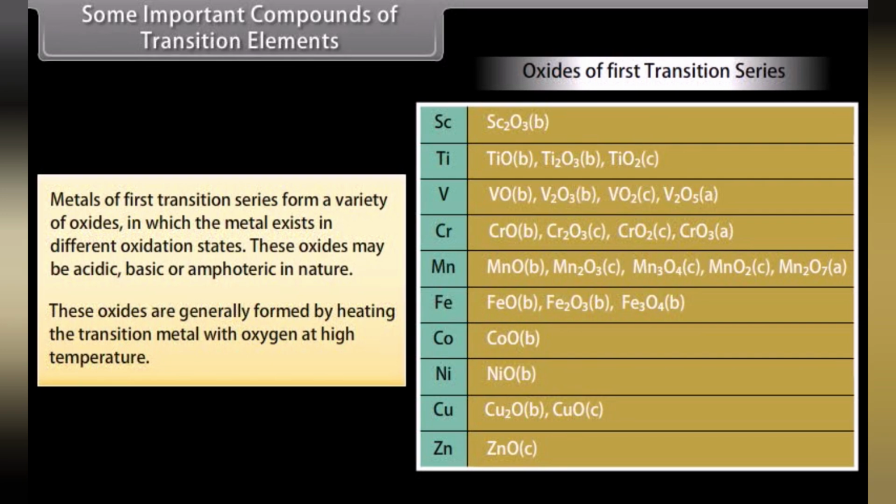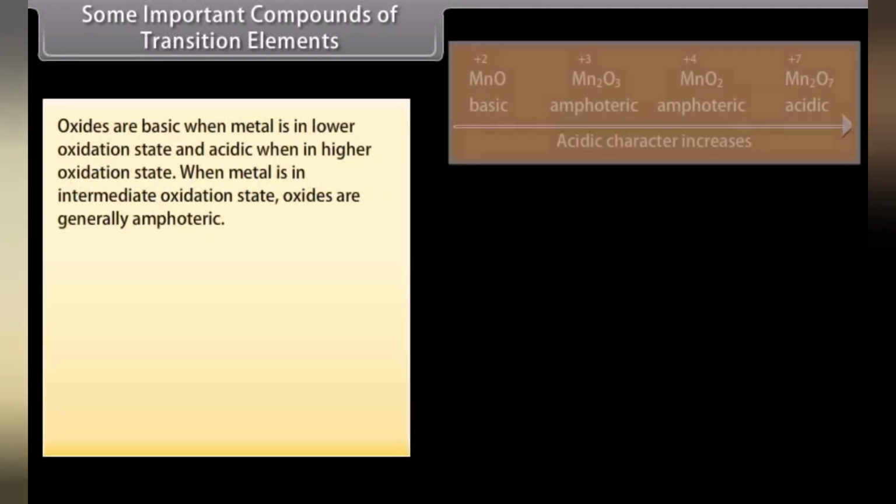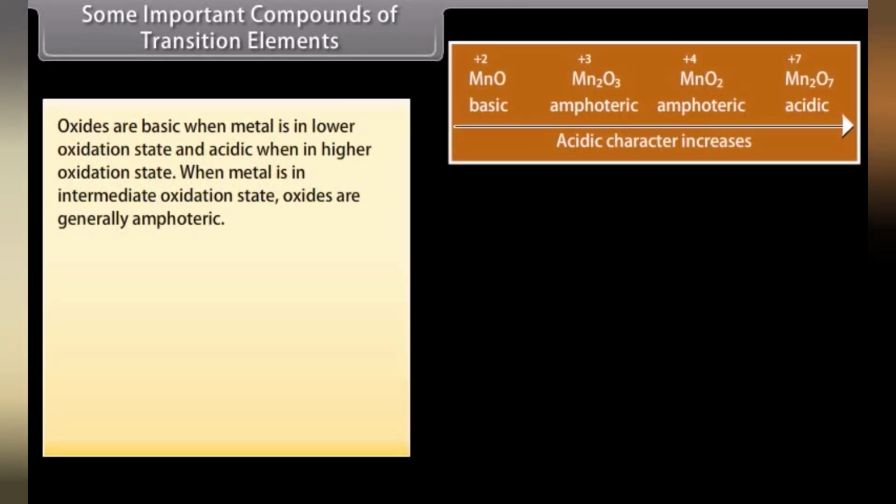These oxides are generally formed by heating the transition metal with oxygen at high temperature. Oxides are basic when metal is in lower oxidation state and acidic when in higher oxidation state. When metal is in intermediate oxidation state, oxides are generally amphoteric.